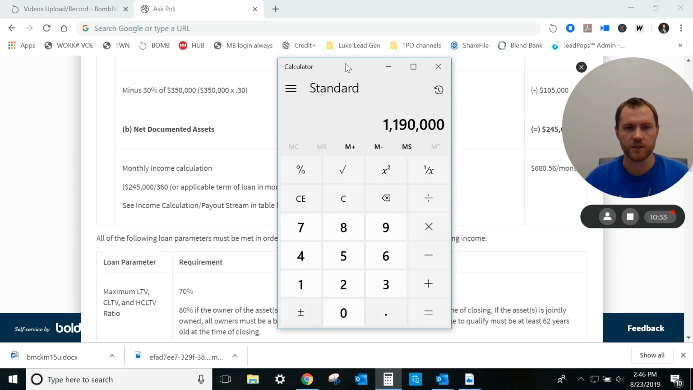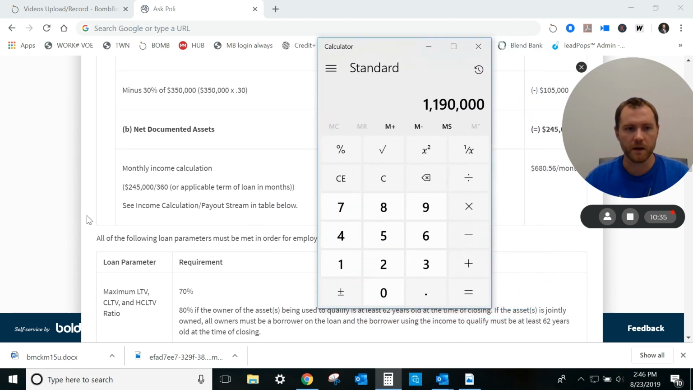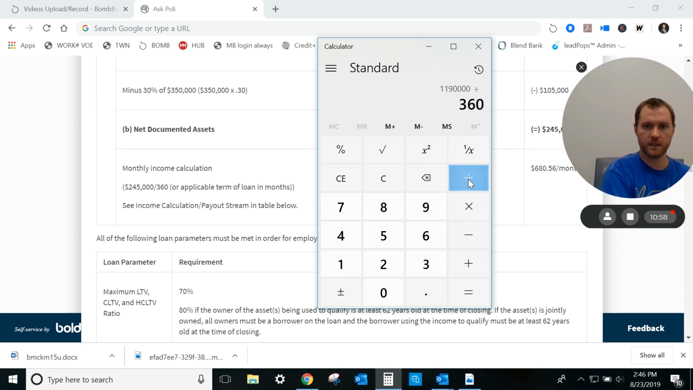But here we go. Monthly income calculation. From there, you take your net documented assets and divide that by the loan term. So a 30-year fixed mortgage is 360 months. That's your loan term. Let's say you want to do a 30-year fixed right here. Let's see what that looks like. Divided by 360.